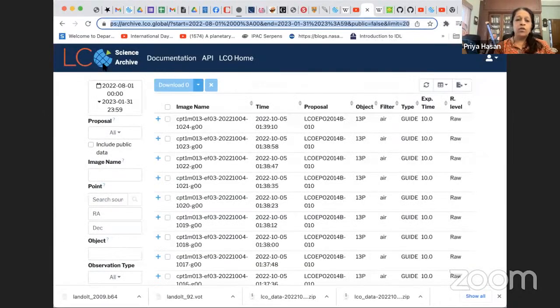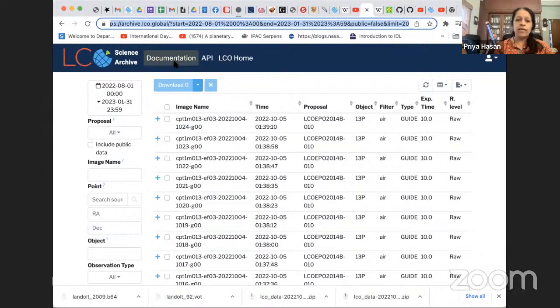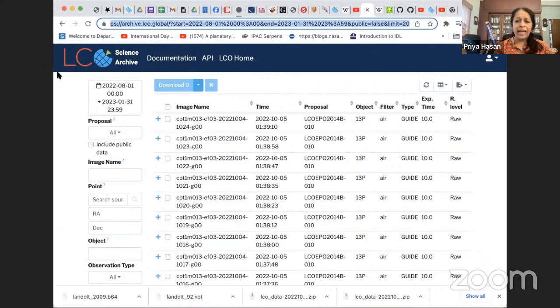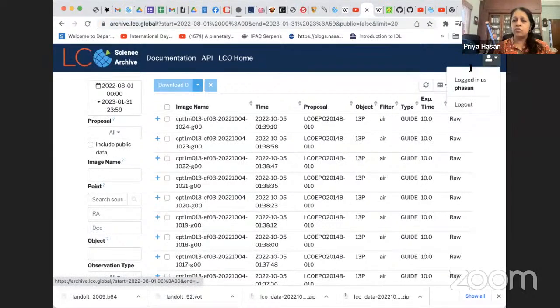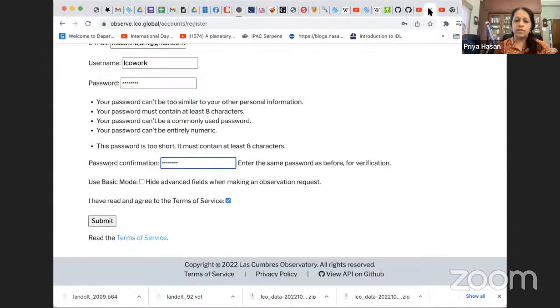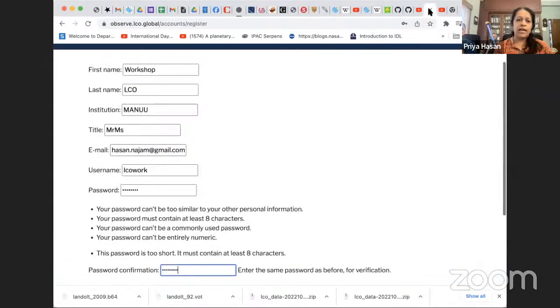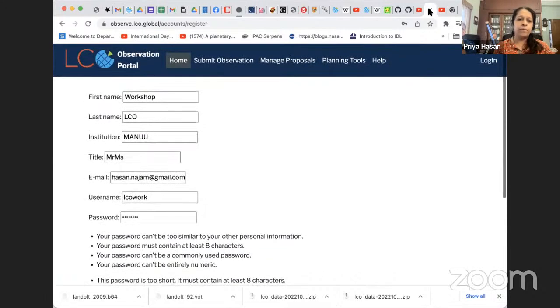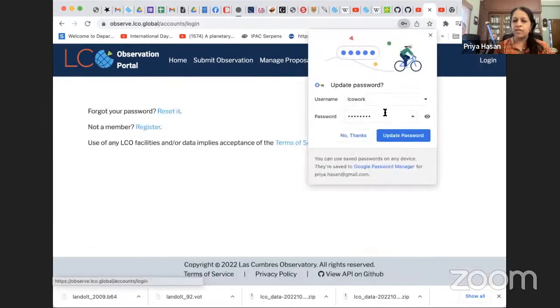Okay. So here, for example, if you go onto LCO, I have a login. So I will go on that. I was trying to make a login for participants. I'll do that later.